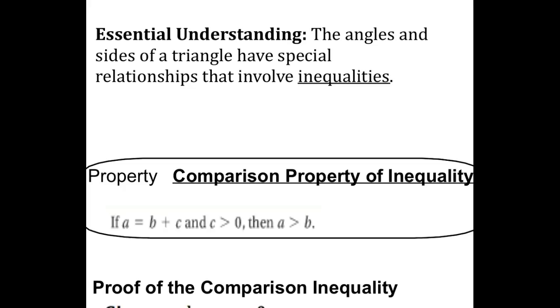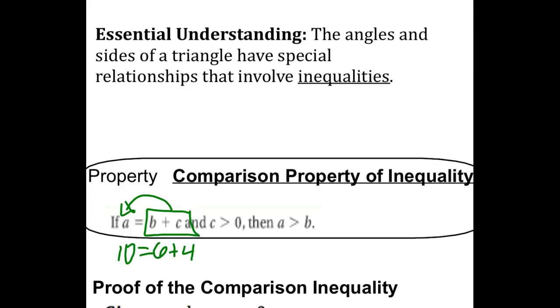It says if A equals B plus C and C is greater than 0, A is greater than B. So essentially what this is saying is that if two things add up to one thing, the one is bigger than either of the two that add up to it. For example, 10 equals 6 plus 4. Because 6 and 4 both add up to 10, 10 is bigger than 6 and 10 is bigger than 4. That's what this property is saying, which should be kind of common sense.